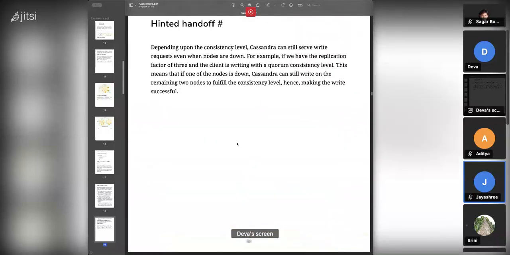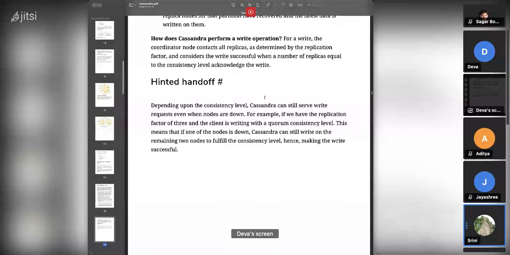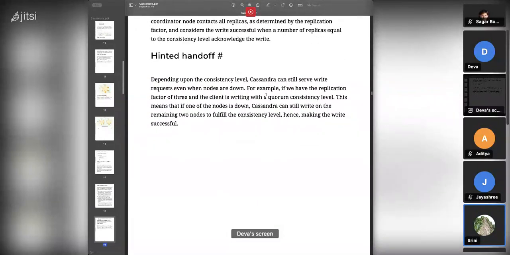Okay, so how does Cassandra perform a write operation? For a write, the coordinator node contacts all replicas as determined by the replication factor and considers the write successful when a number of replicas equal to the consistency level acknowledge the write. The next section is hinted handoff. Depending upon the consistency level, Cassandra can still serve write requests even when nodes are down. For example, if we have a replication factor of 3 and the client is writing with a quorum consistency level, this means that if one node is down, Cassandra can still write on the remaining two nodes to fulfill the consistency level, hence making the write successful.